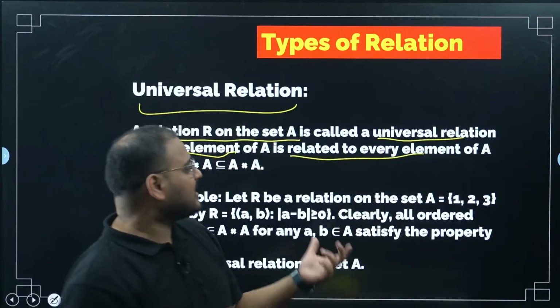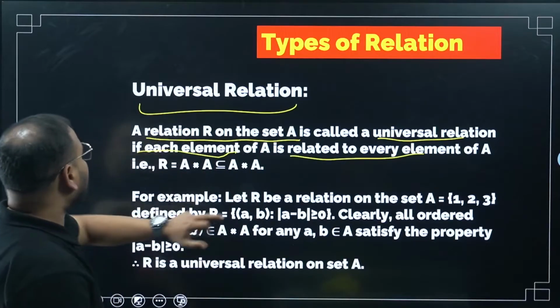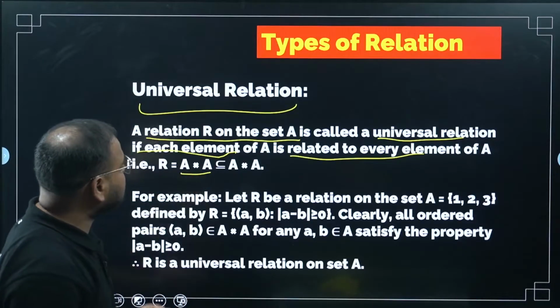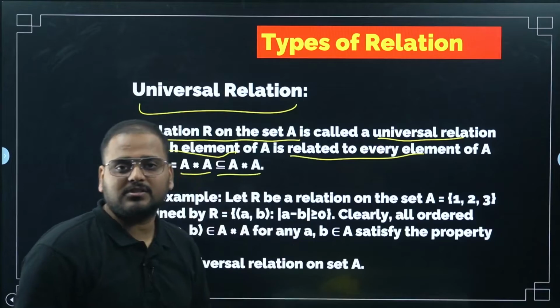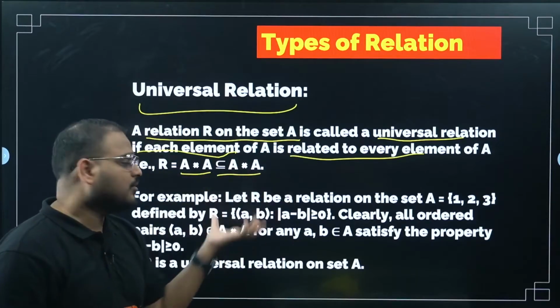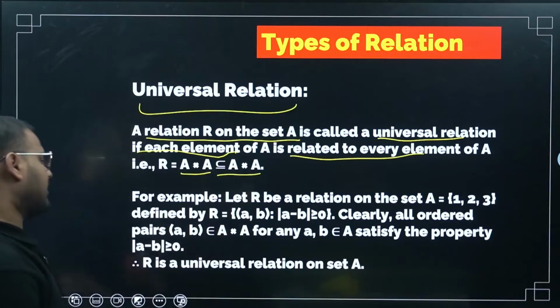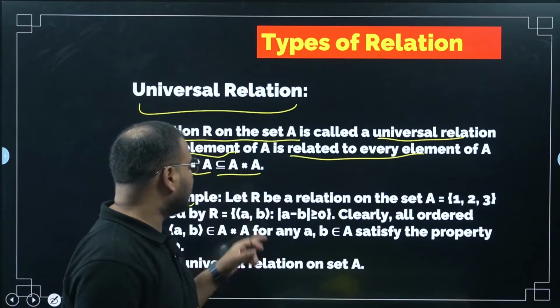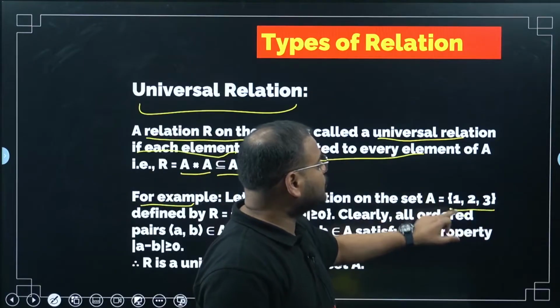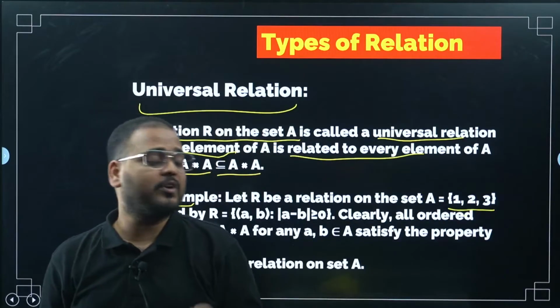Let's look at how we write it: A cross A. This relation R is a subset of A cross A, meaning everything in A cross A is also in A cross A. So A cross A is a subset of A cross A. Now we have taken an example. Let R be a relation on set A, where the set A is 1, 2, 3.